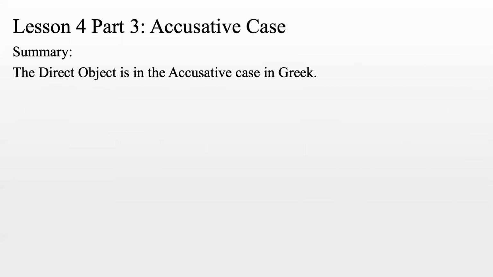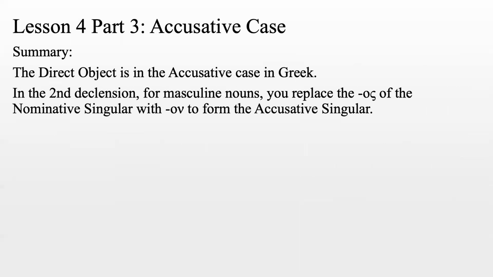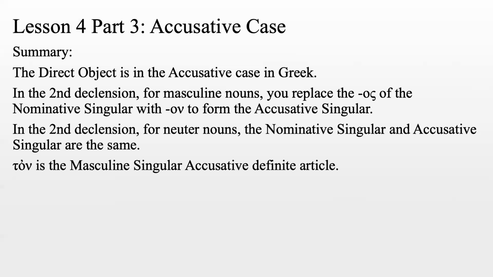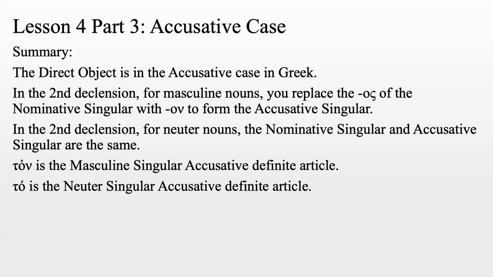Summary. The direct object is in the accusative case in Greek. In the second declension, for masculine nouns, you replace the -os of the nominative singular with -on to form the accusative singular. In the second declension, for neuter nouns, the nominative singular and accusative singular are the same. Ton is the masculine singular accusative definite article. To is the neuter singular accusative definite article.